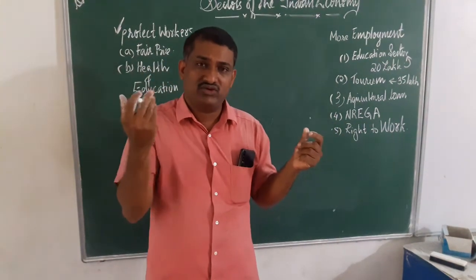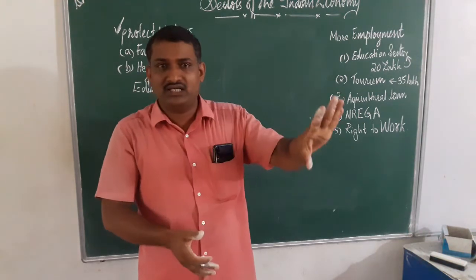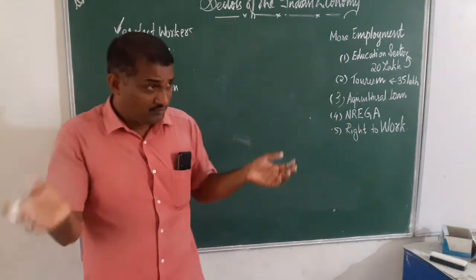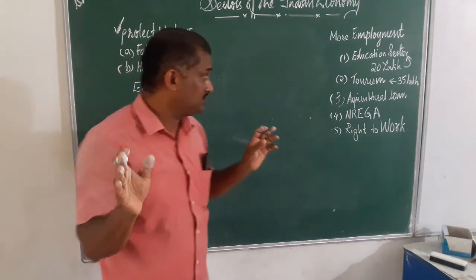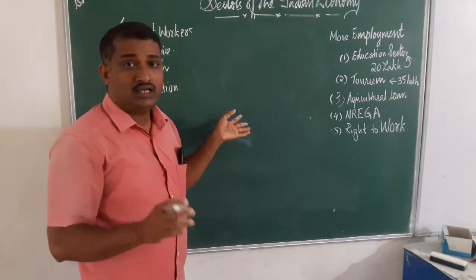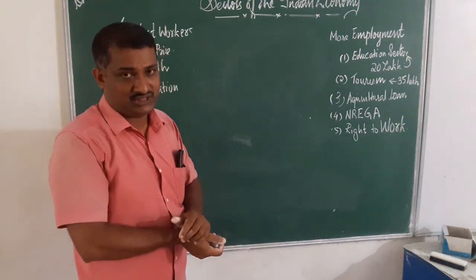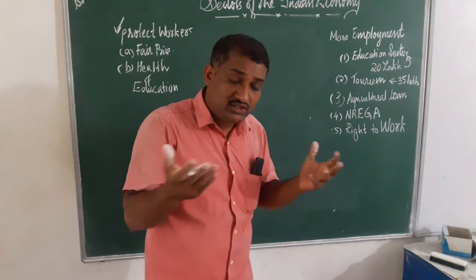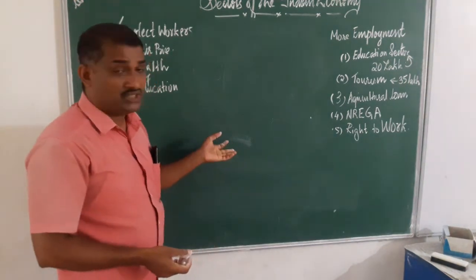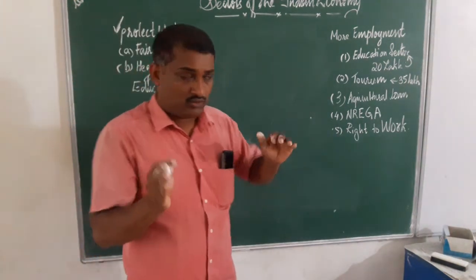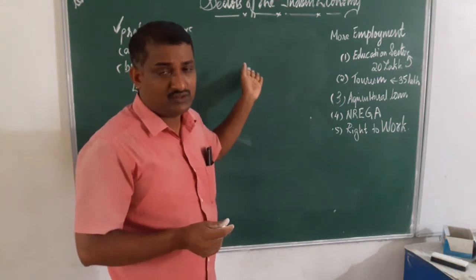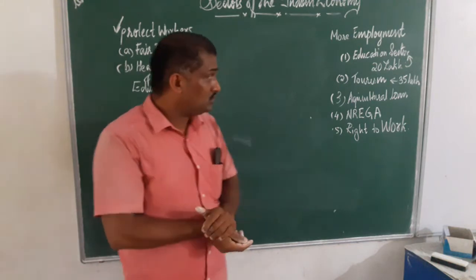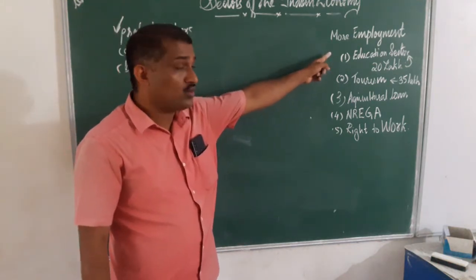Suppose the weather is not suitable for them, crop failure may happen. If floods, droughts, famine, or other natural calamities happen, what will happen, sir? Crop failure will happen, they will not get a good harvest, and they may lose their money. In these situations, what will the government do? Since most of the people depend on the primary sector, the unorganized sector, how can the government help them?